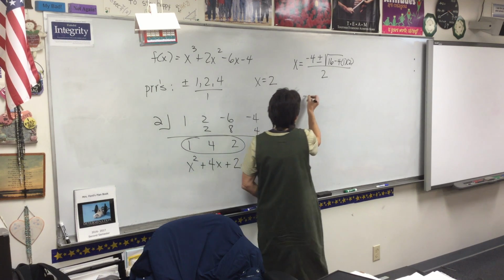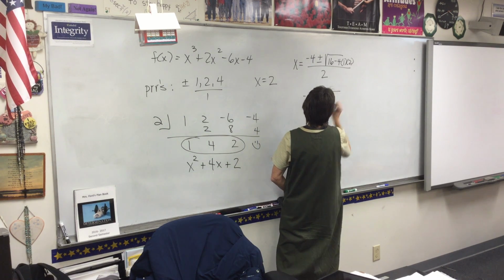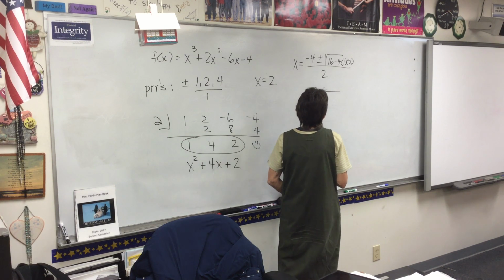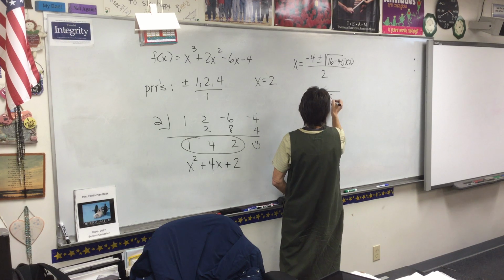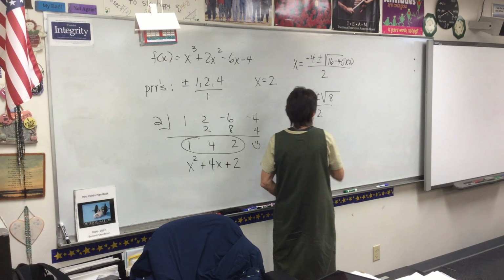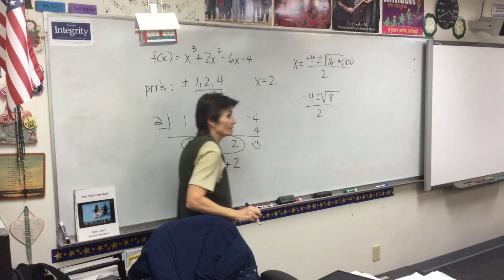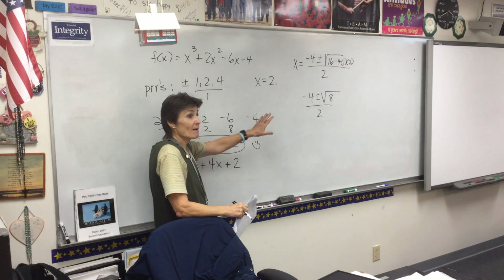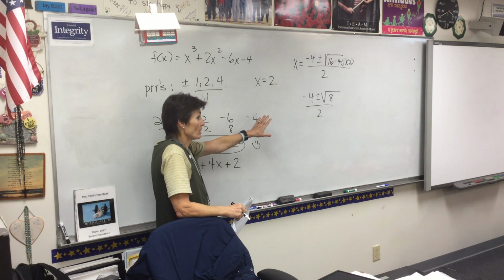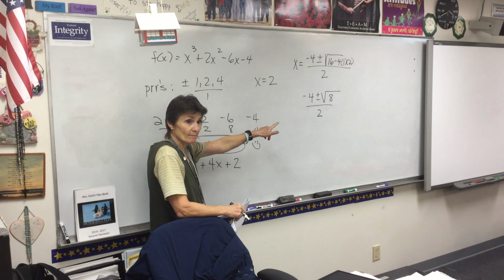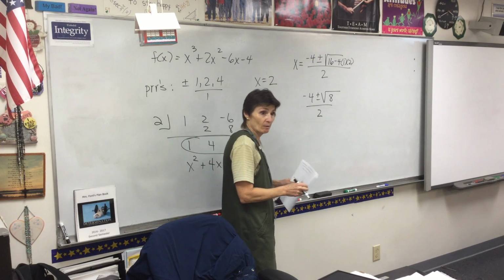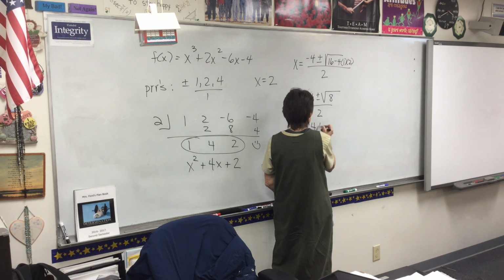So what do I got? Negative 4 plus or minus the square root of? That's going to be 8, right? Breaks down into 2. Now, if you get that far, you're going to get most of the points. But if you want full credit, you got to fix them. What's wrong with the square root of 8? It'll break down. So it's negative 4, 2 root 2.